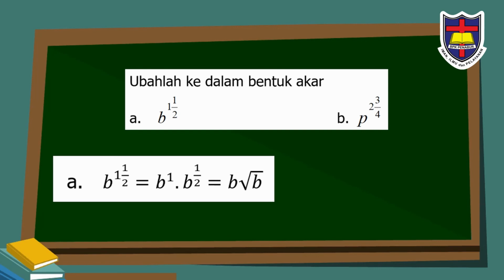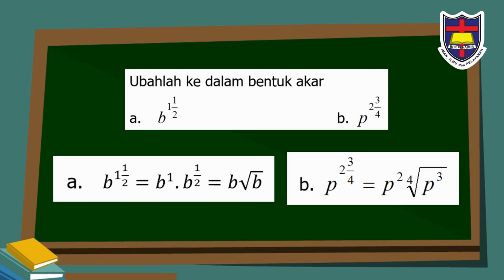Now for number b, p to the power of 2 and a quarter. It will be the same. We must separate it first. So p to the power of 2 times p to the power of quarter or 3/4. So now it will be the same as p to the power of 2 or p squared times fourth root of p to the power of 3.